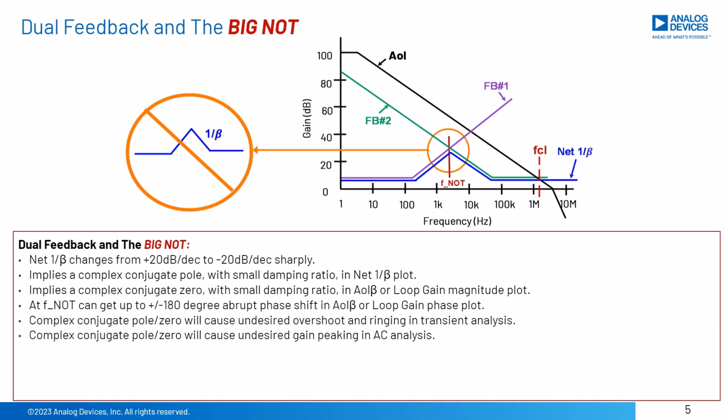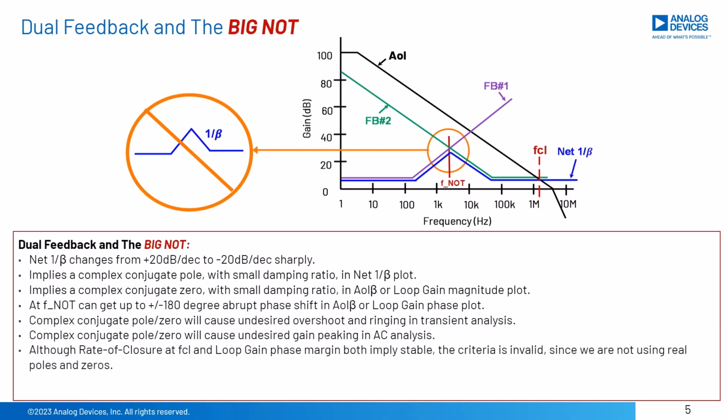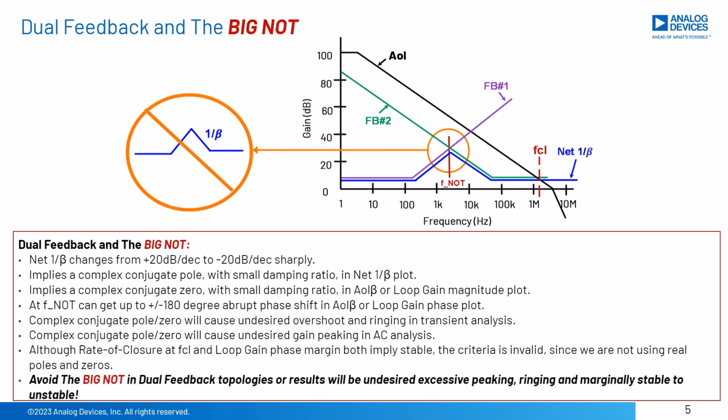frequency F_knot. Although the rate of closure and loop gain phase margin checks at FCL will both imply stability, the criteria is invalid, since we are not using real poles and zeros. Avoid the big knot in dual feedback circuits, or you will get undesired overshoot, ringing, and marginally stable to unstable behavior.